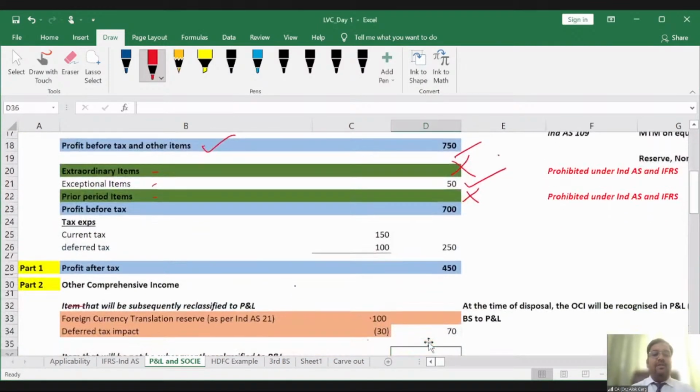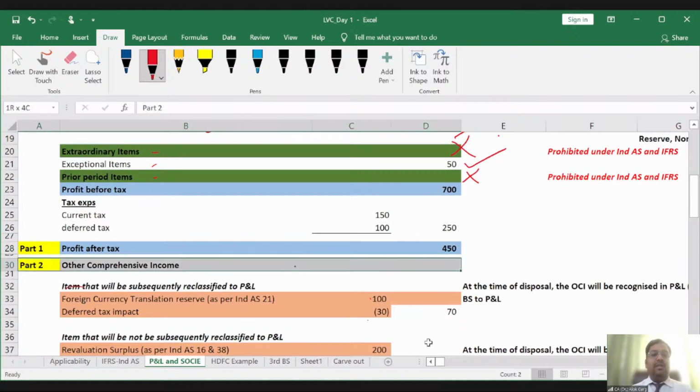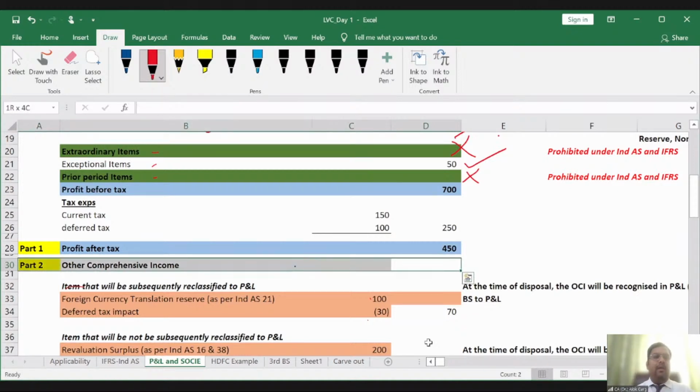Now let's discuss the concept of other comprehensive income. So guys, in part one, there is a profit after tax, PBT minus tax, which is profit after tax. Then there is part two, which is other comprehensive income. What is that part two? And what is the concept of other comprehensive income? Although other comprehensive income is more of a rule-based guidance. But sir, what is other comprehensive income?